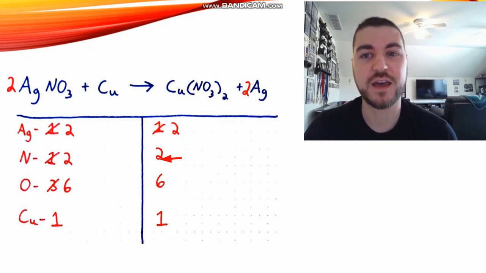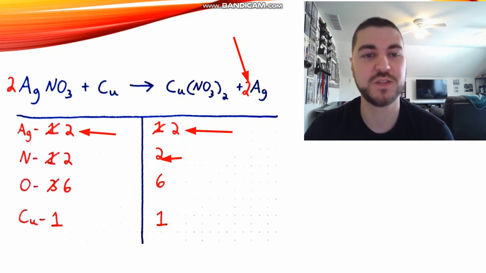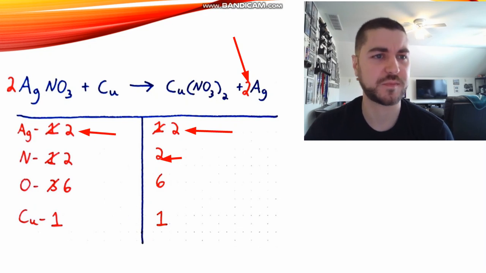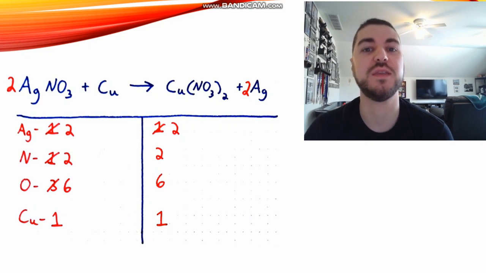On the right side, I've added a 2 in front of the Ag, and that will cause me to have 2 silvers on the right side, which is good because I had 2 silvers on the left side. So that's balanced. And you'll see that this balances out. 2 silvers, 2 nitrogens, 6 oxygens, and 1 copper. Every type of atom is balanced out. Same number of atoms of each type on both sides. Okay. So again, this is a little bit more complicated of an example, but now you get the general idea. The same process will be carried out no matter how difficult the question is. You're still doing the exact same procedures.